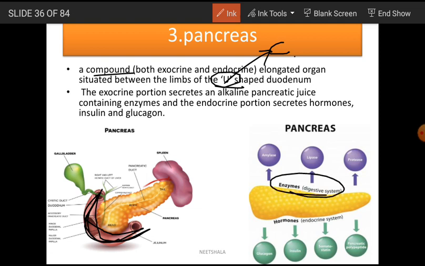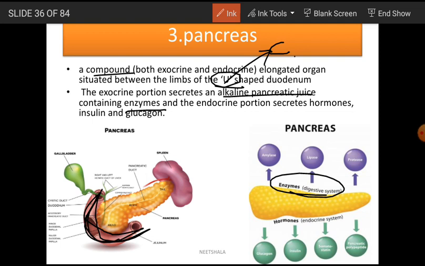It is going to secrete alkaline pancreatic juice, because whichever chyme or digested food is coming out from the stomach, that is highly acidic. So that acidic nature of the food has to be converted into an alkaline form. So for that, the pancreatic juice is alkaline and it consists of enzymes.